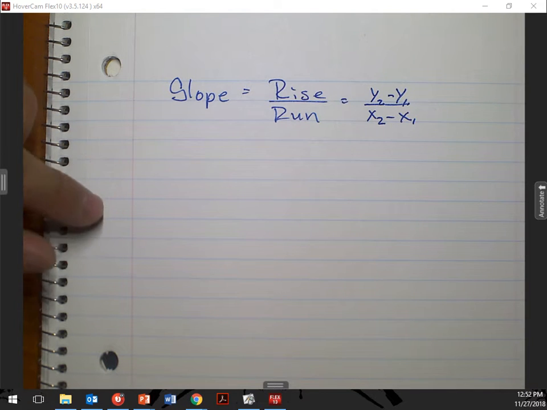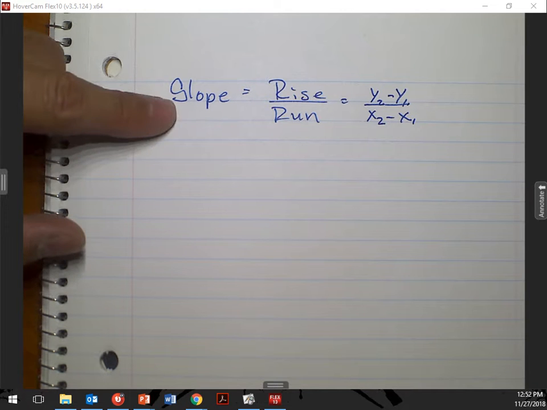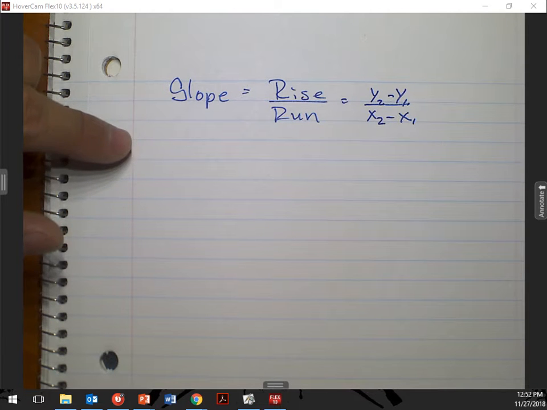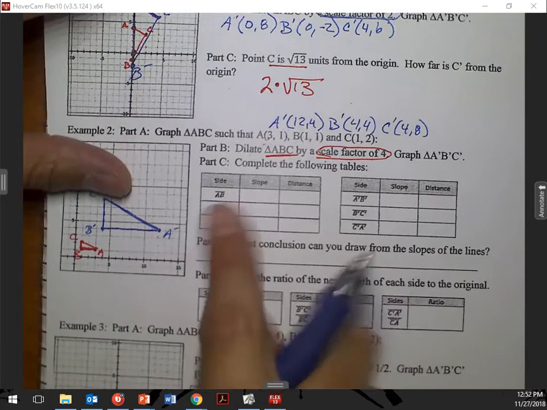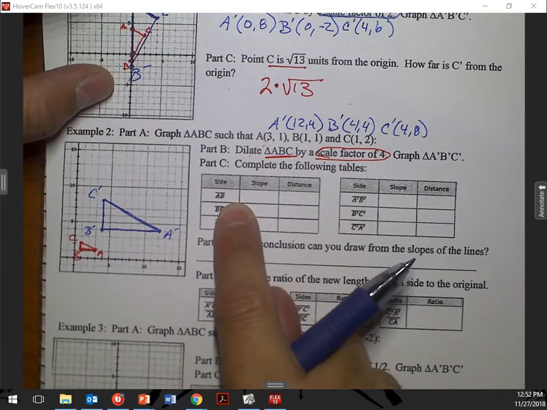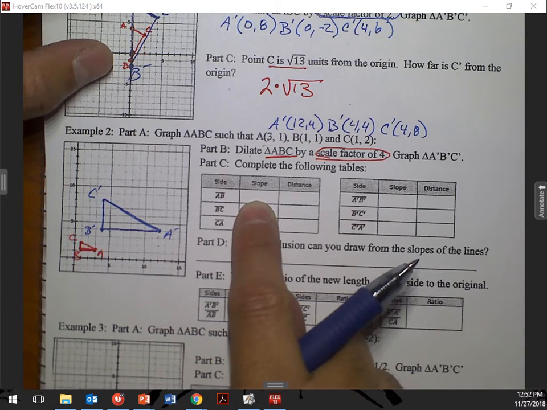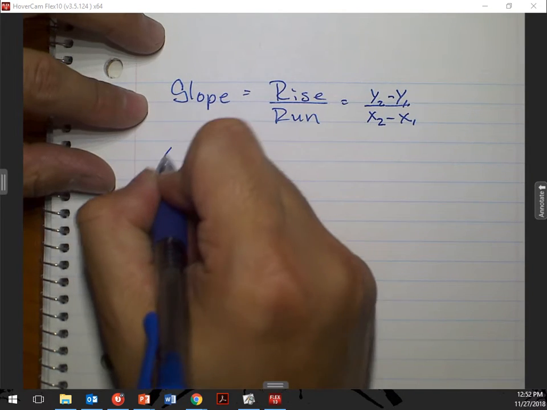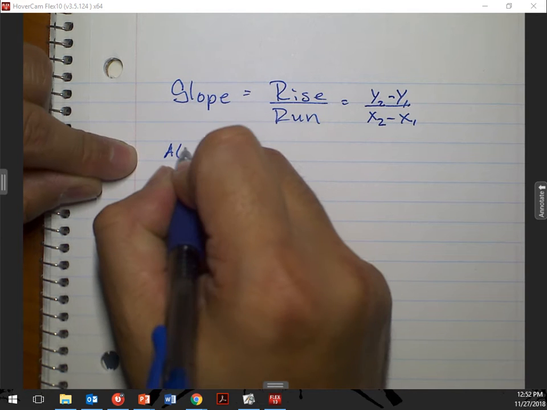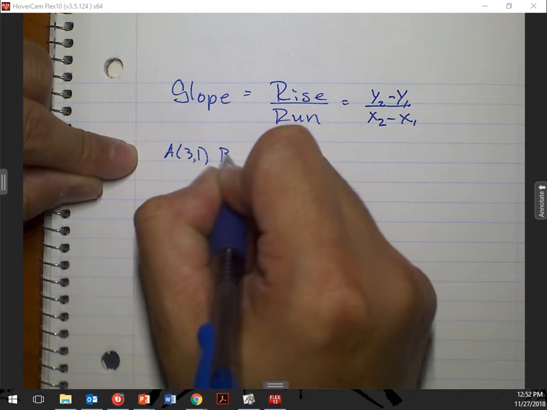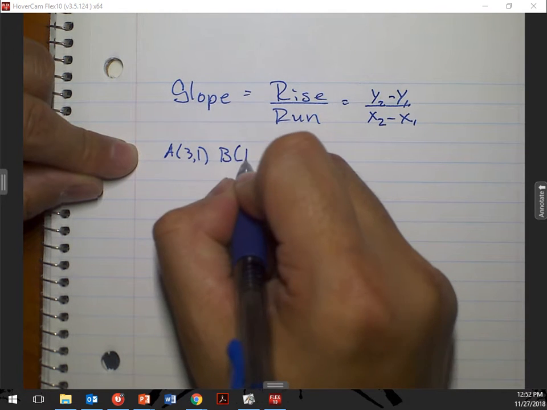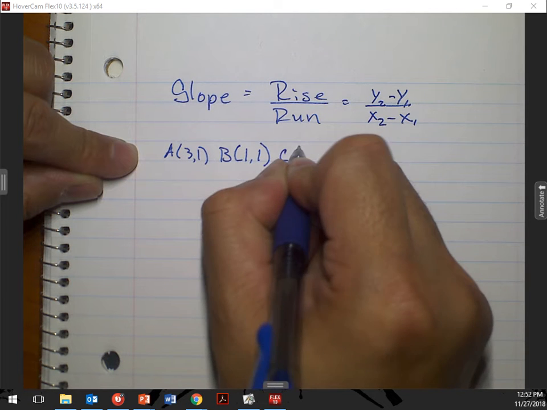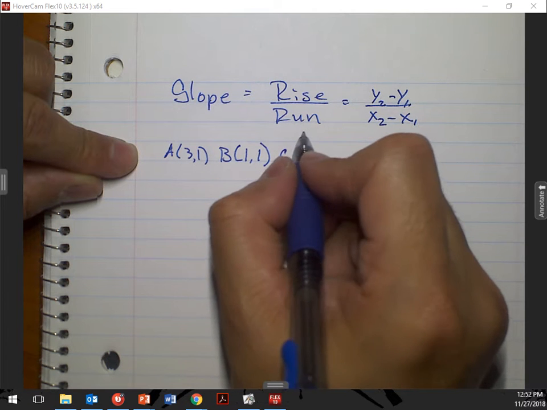So I'm going to start by doing this. Let's find the slope of this first one, which says AB. I'm going to do the formula for this, so I'm going to write these out. A is 3, 1. B is 1, 1. C is 1, 2.